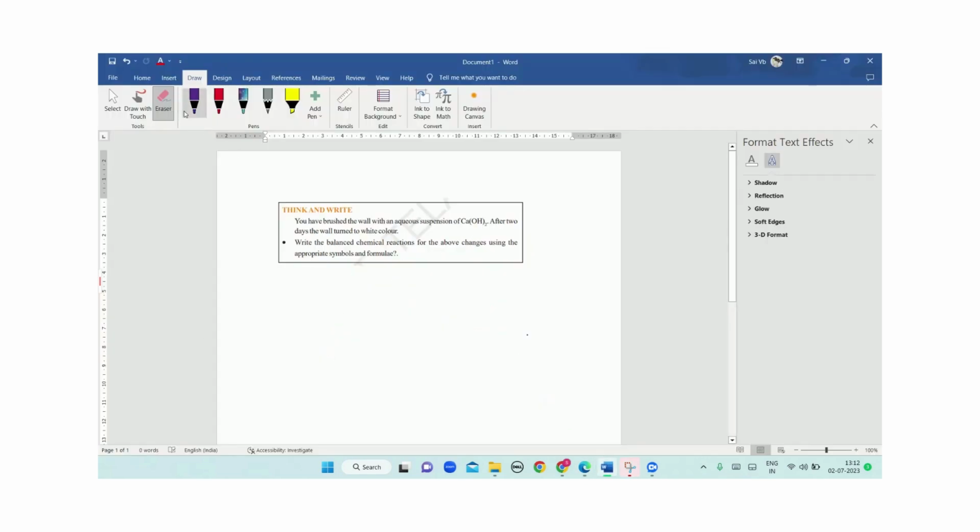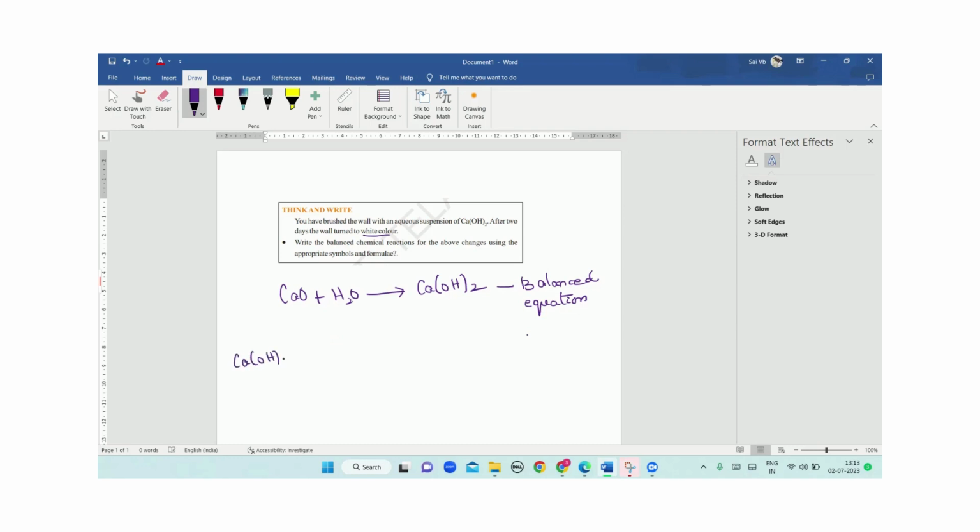How we got calcium hydroxide and how we get the other thing, calcium carbonate. CaO, that is calcium oxide, when it is reacting with water, it is giving calcium hydroxide. This is balanced already. We have seen in our earlier class that this is a balanced equation. Now, in our question, they are asking that this calcium hydroxide is reacting and giving a white color to the wall. Let us write down that.